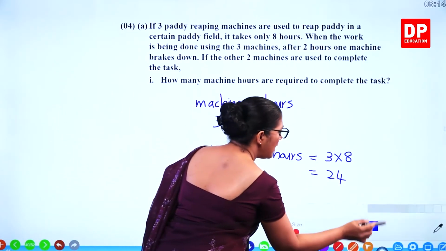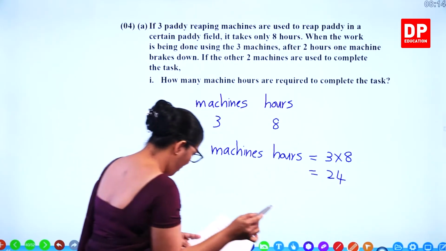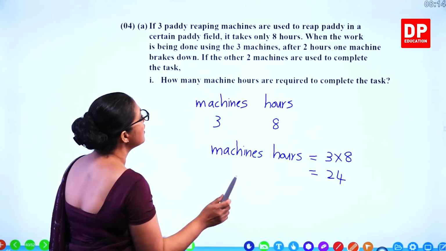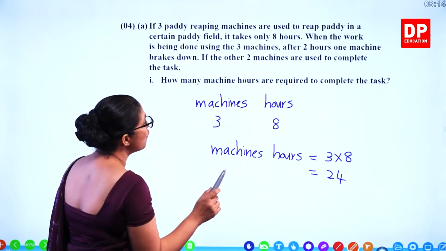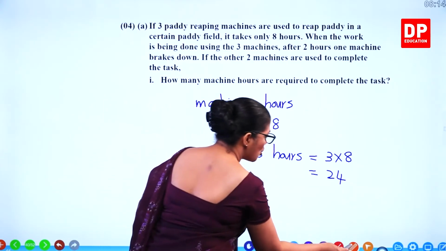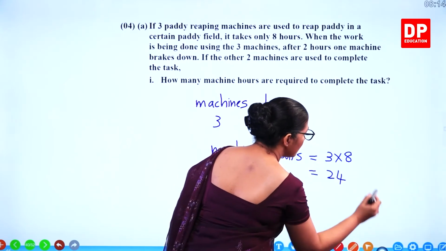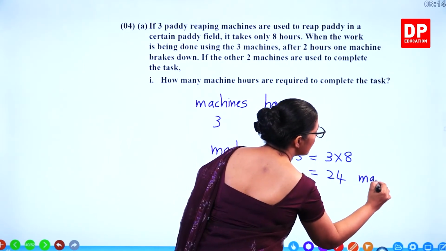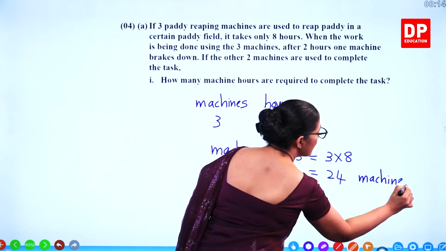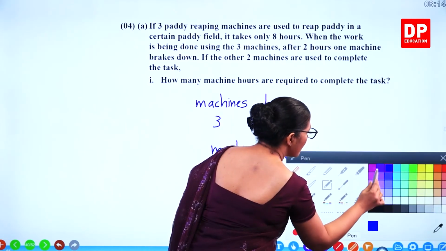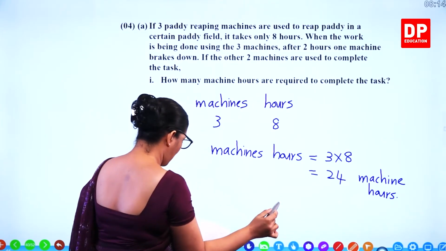So you get only 1 mark. So this question is only 1 mark. Here you have to mention this is 24 machine hours. One mark.